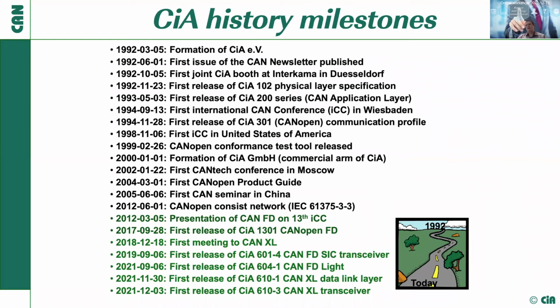A brief look at the history of CANopen. CANopen was founded in 1992, so we celebrated our 30th anniversary this year. And as I've said, our main objective is to promote CAN. Therefore, we are publishing a magazine, the CAN Newsletter, which appears quarterly and is a good means for staying up to date on what's going on in the CAN market, in the CAN business, in the CAN community. All these things you can see there.